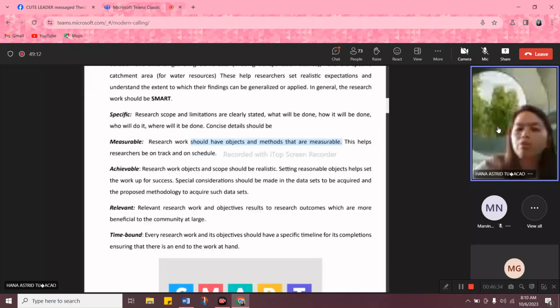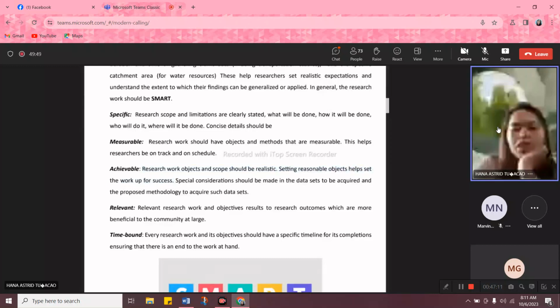To a certain extent, measurable. This helps researchers be on track and on schedule. It should not be so large that we can no longer manage it. Achievable is very important. It should be realistic. Our dreams can be high, but setting reasonable objectives helps set the work up for success.